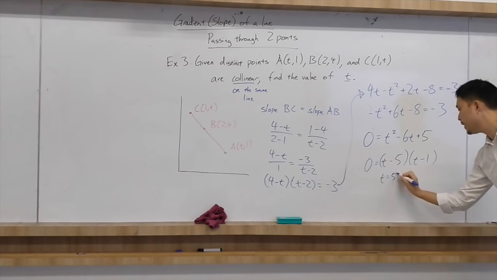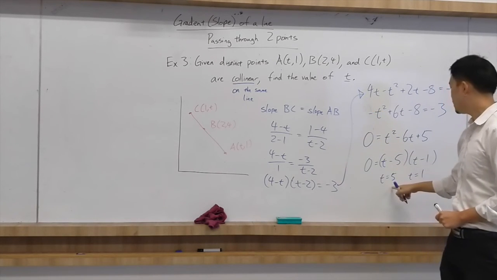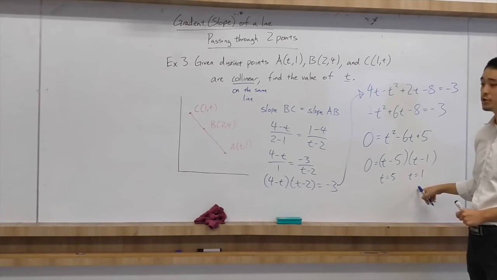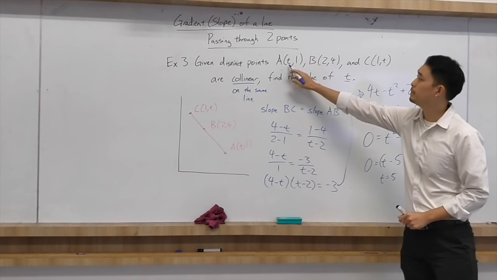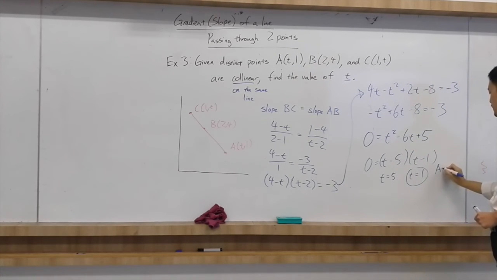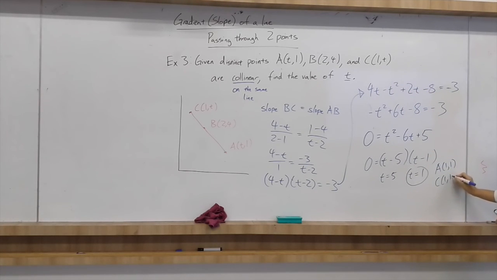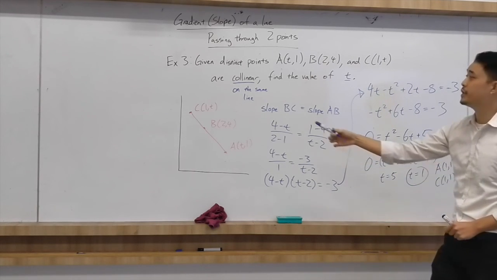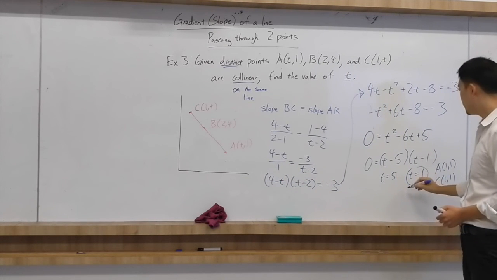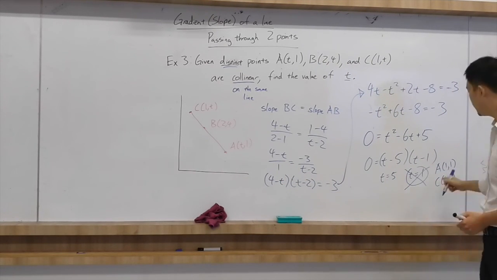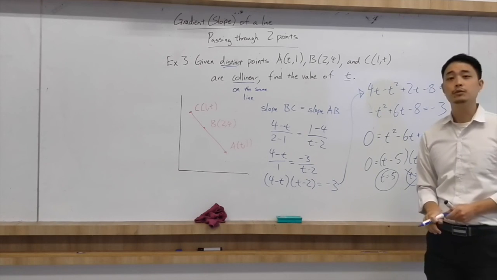T equals 5 and T equals 1. Almost there. We wanted to find the value of T. We got 2 T's. All right, but we got to do a quick check. If I plug in T equals 1 into these 2 T's, what do I get? Well, A would be 1, 1. Right? And C would also be 1, 1. Got to read the question carefully. The question says distinct. Distinct means not the same point, right? So we cannot use T equals 1 because then we would end up with the same points, and that's not what the question says. So the only answer we can use is T equals 5.